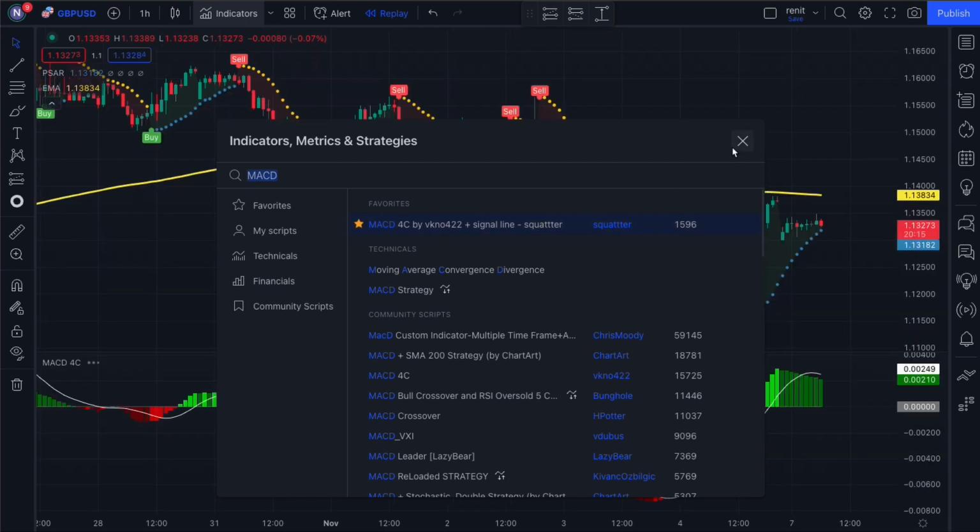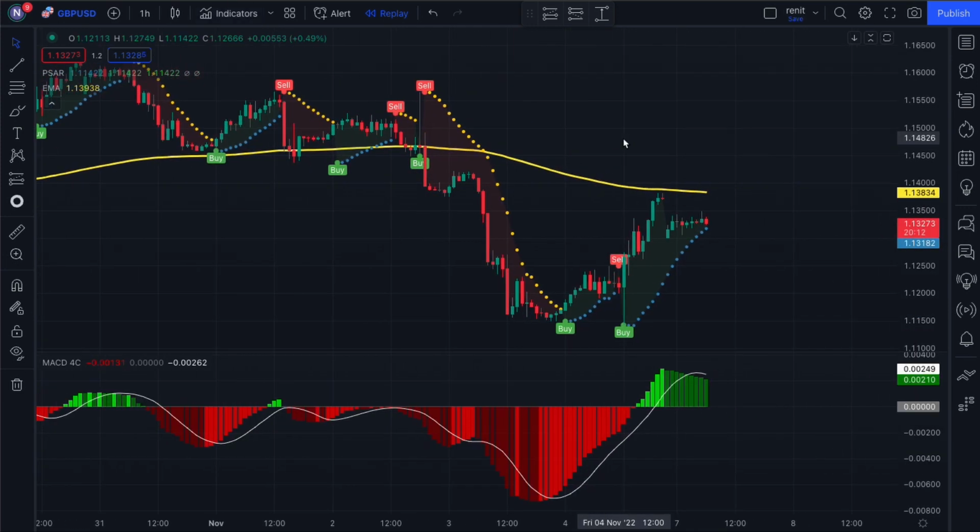Okay, so that's all our indicators set up and their settings refined. Our setup is now complete and ready to trade on. If you've done it correctly, it should look something like this. Now let's jump straight into the rules for this strategy.